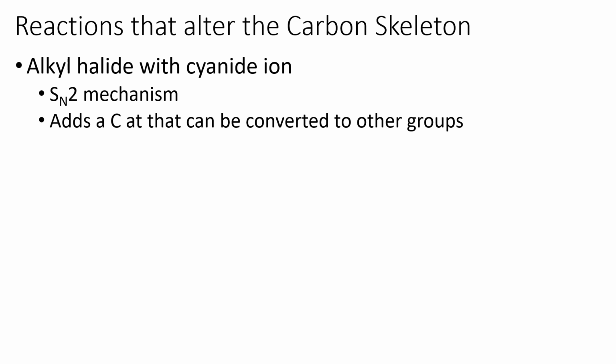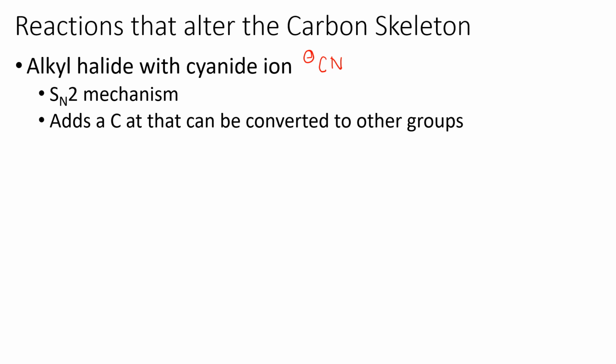Another route that we can use to alter our carbon skeleton by adding more carbon atoms is through the use of the cyanide ion. Remember, the cyanide ion is the CN- ion, and we'll be forming a new bond between our carbon chain and the carbon of the cyanide ion. We can then use this cyanide ion, or this CN group, to be converted into other functional groups later on down the line.